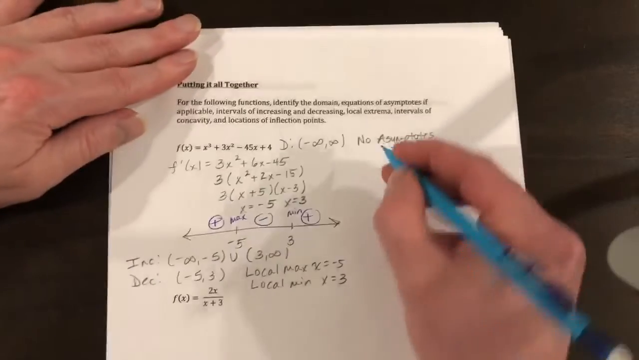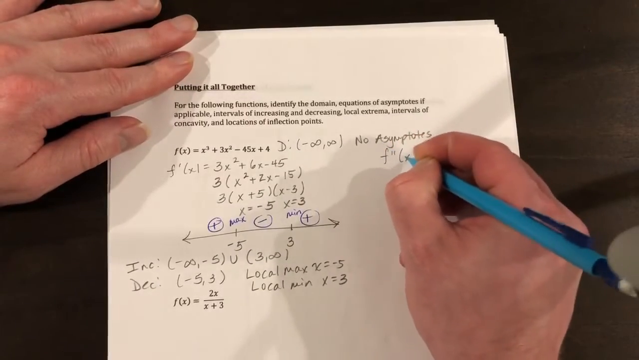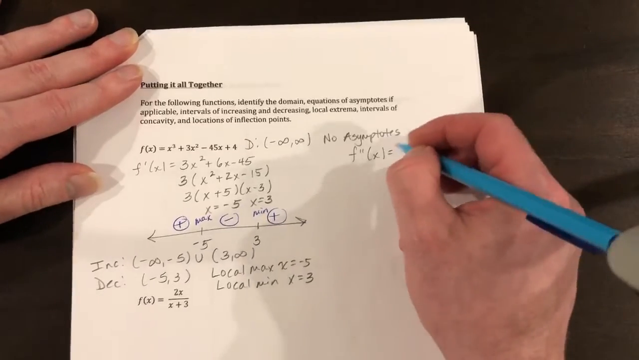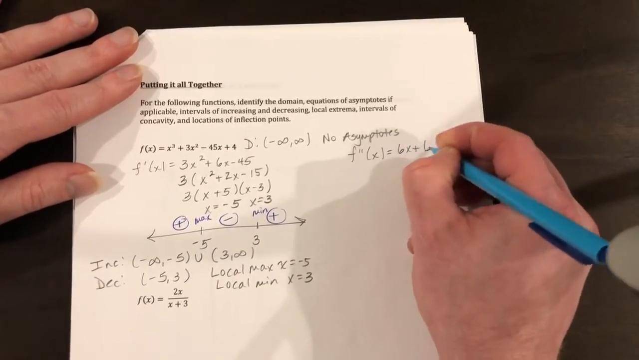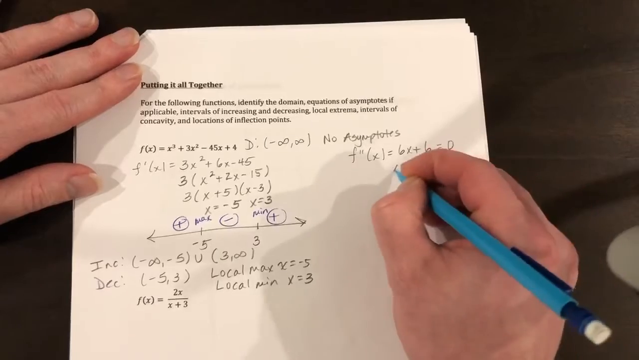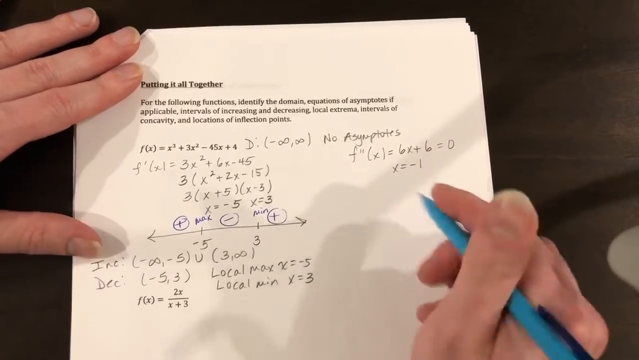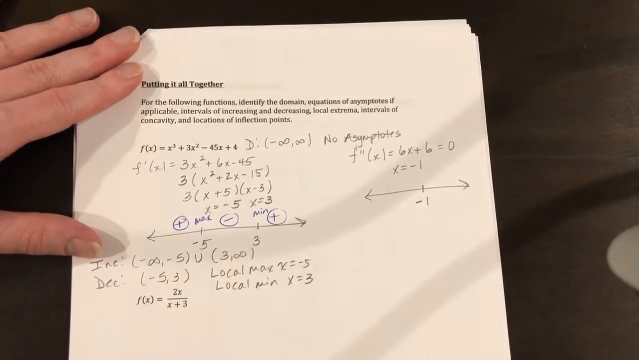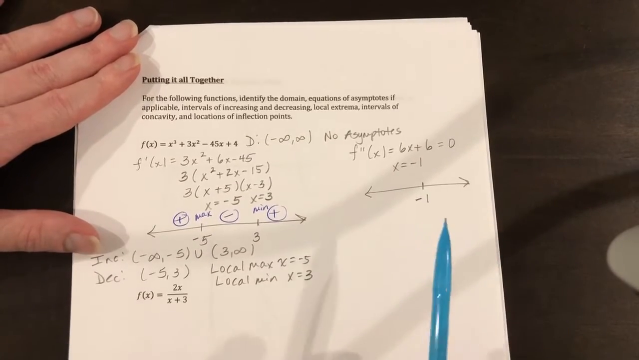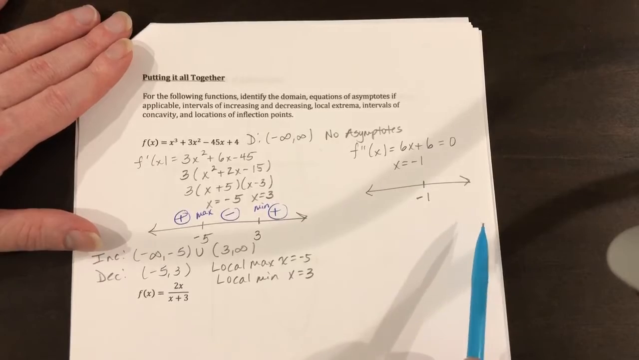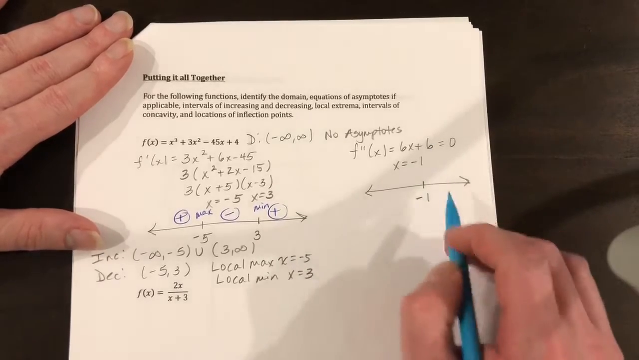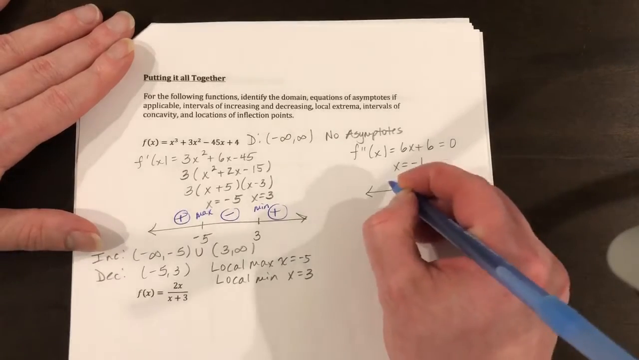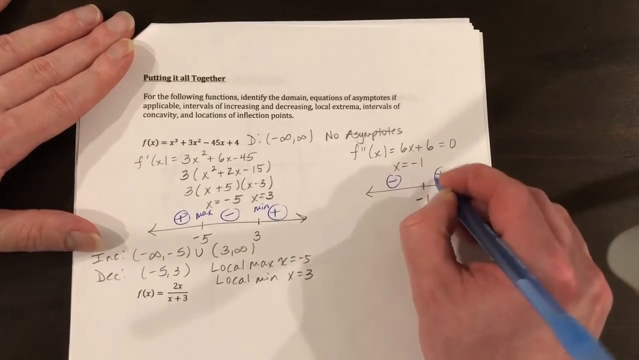Okay, now let's do our second derivative. So the second derivative of this thing is going to be 6x plus 6. So we're going to set that equal to 0. We get x is equal to -1. Do our little number line. So plug in -2, should be negative. Plug in a 0, it should be positive.